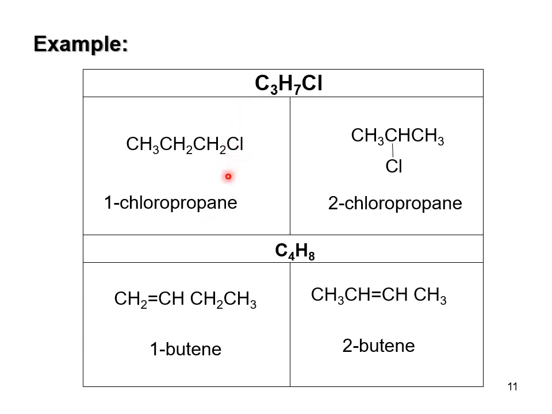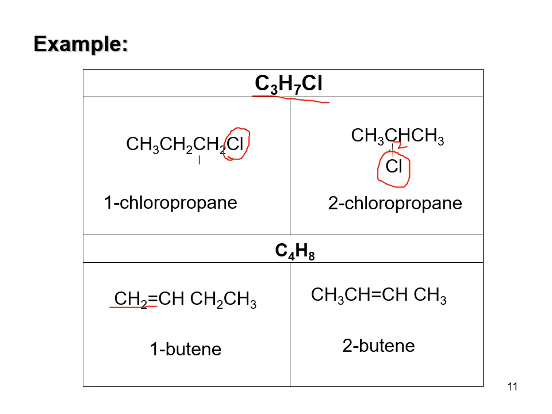1-chloropropane, 2-chloropropane, with the molecular formula C3H7Cl. But we notice this chlorine atom is at position number 1, and this chlorine atom is at position number 2. Even though they have the same molecular formula, the position of the functional group, this halogen atom, is different.